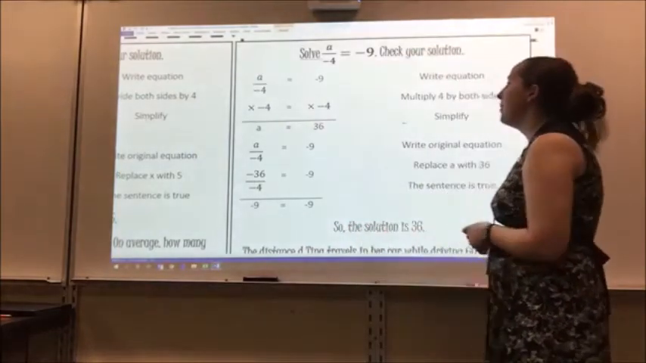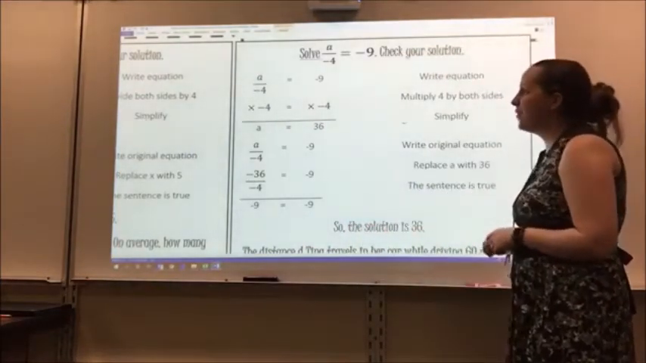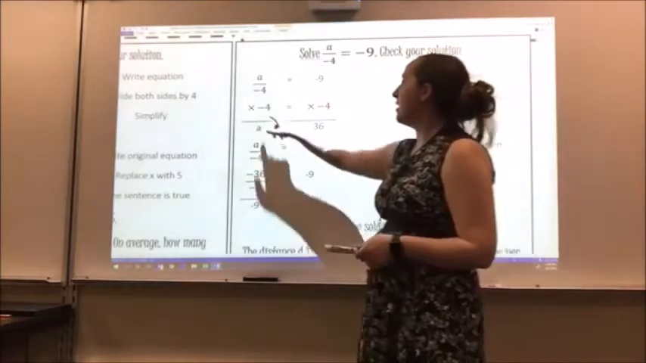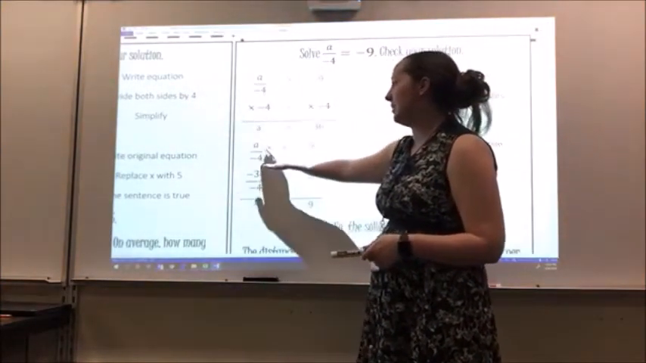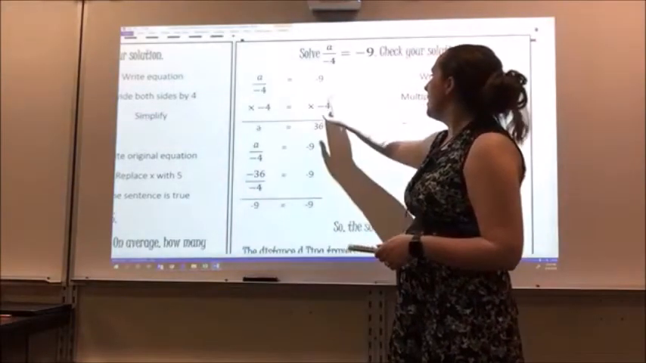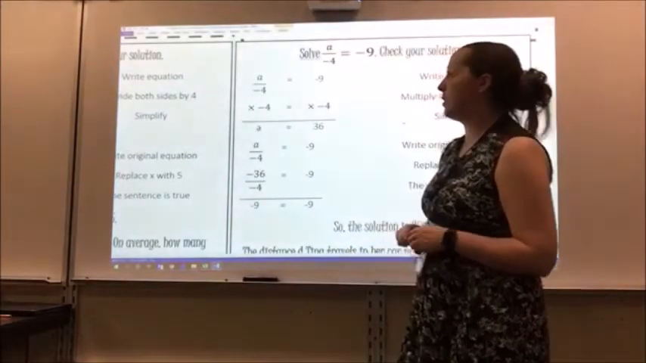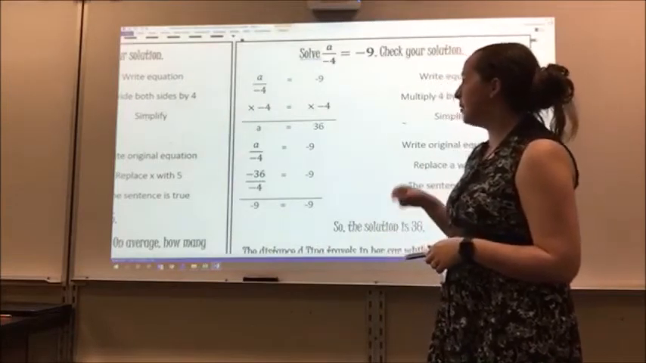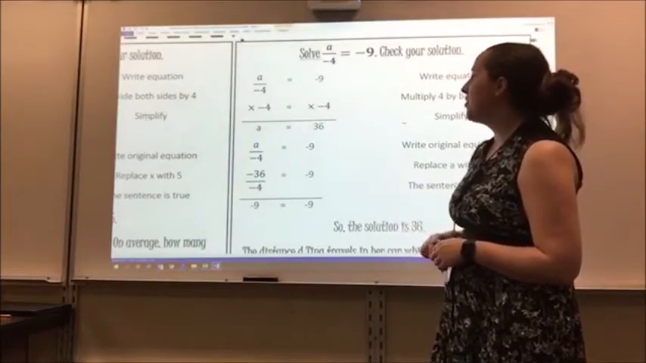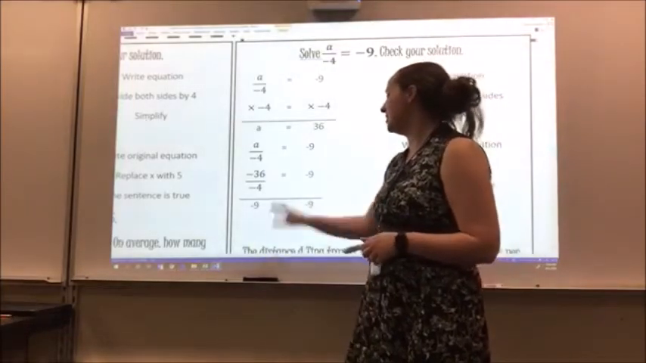Okay, so I'm multiplying by -4. So a, I multiply by -4 each time, so when I do that, it cancels. I'm left with A. -9 times -4 equals positive 36. Again, I can double check, substituting it back in. 36 divided by -4 does get me -9.